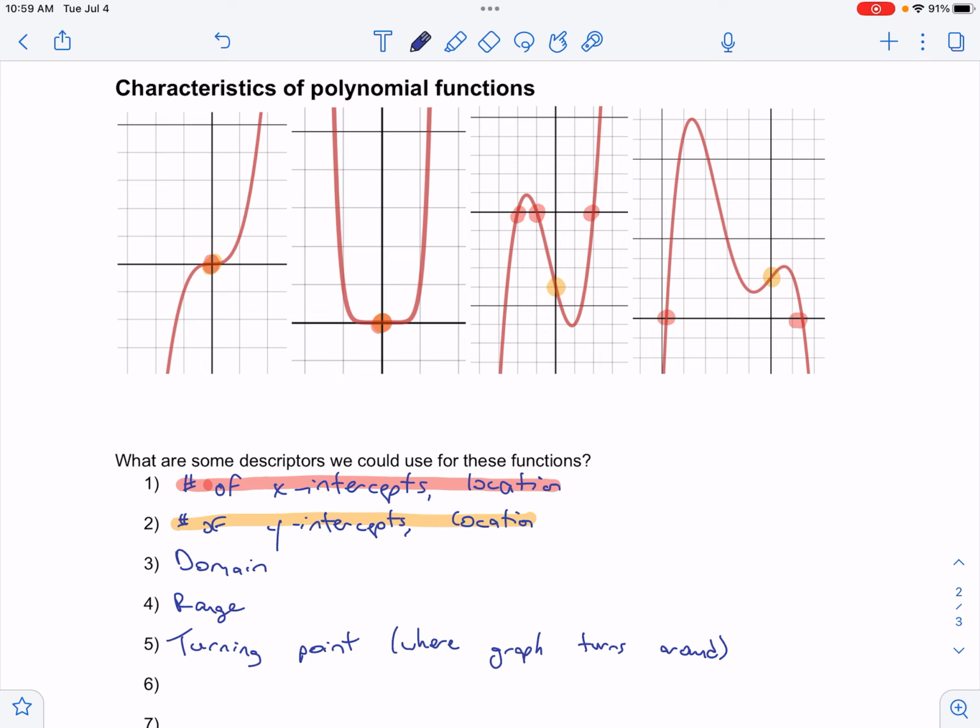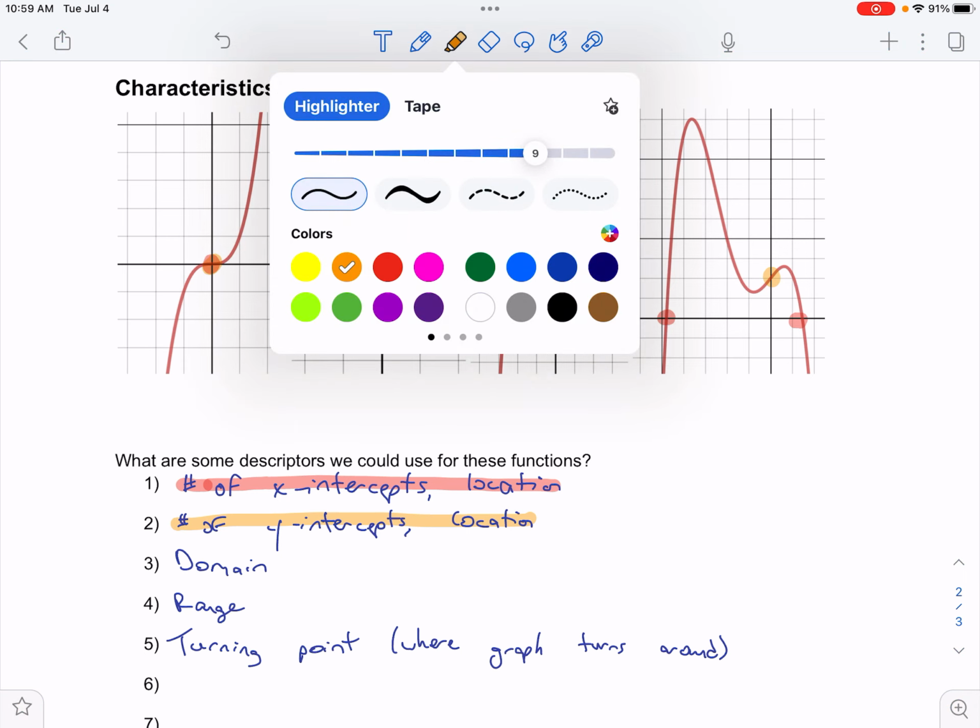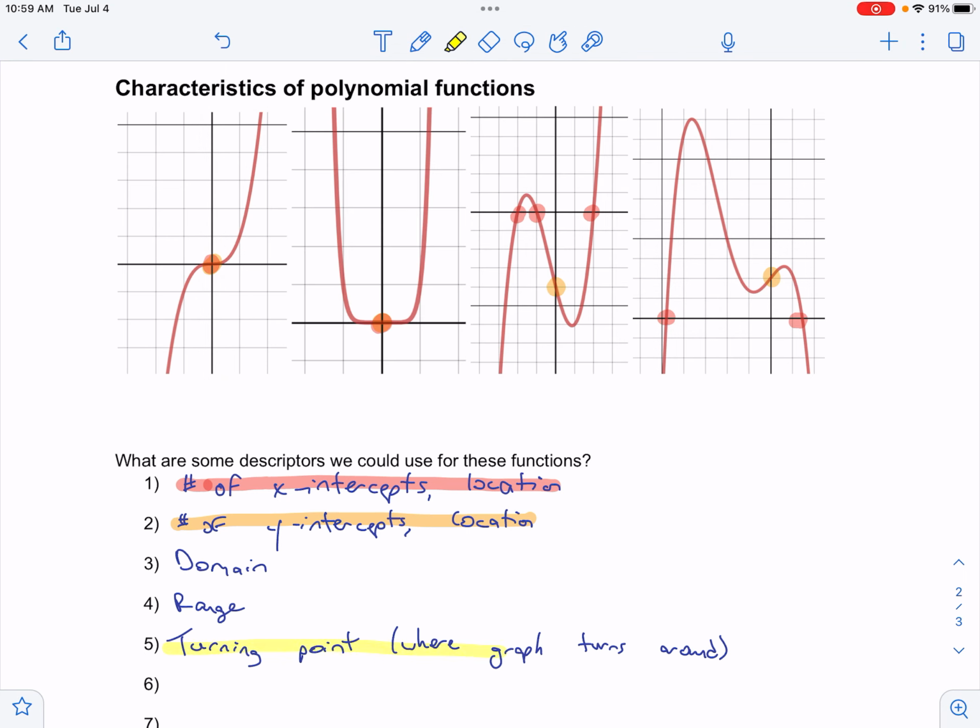And again, we could be talking about the number of turning points, just like we could be talking about the location of the turning points. Let's look at a couple of examples here. So I'll highlight our turning points in yellow. Let's look at our last graph. Our last graph has 3. It's got 1 at the top here, 1 sort of midway, and then we've got another one, and then the graph goes on forever down to the right.